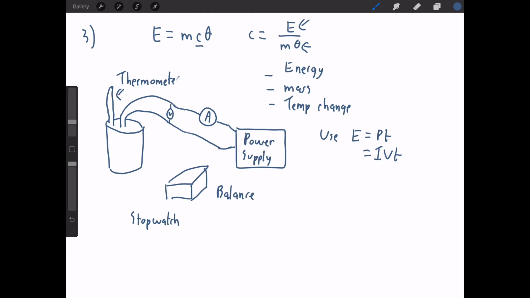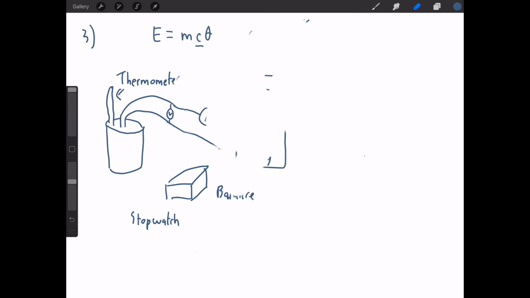Okay, part 2. Get rid of all this. So describe how you could use the apparatus you drew to determine the specific heat capacity of aluminium. It's a standard 6 marker. I'm not going to write out a full essay. I'm just going to give you some of the marking points that you need to make.